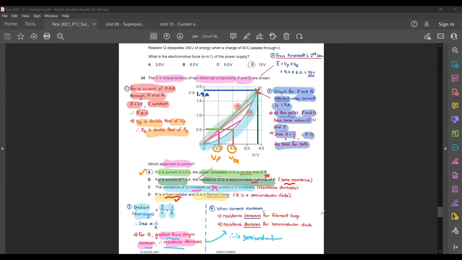So the one that is wrong is this one. This one is actually supposed to be a semiconductor. Yeah, I already wrote it here. Okay, so this is also out.